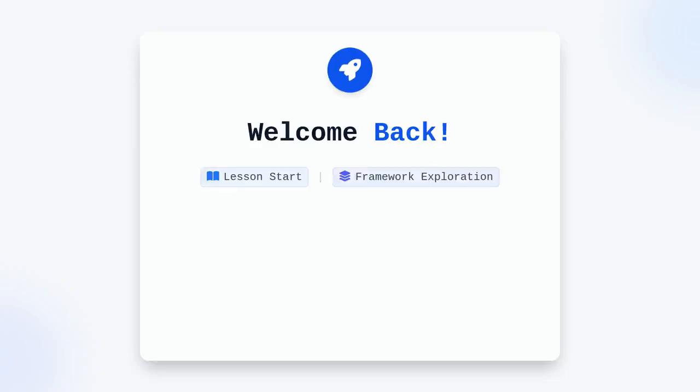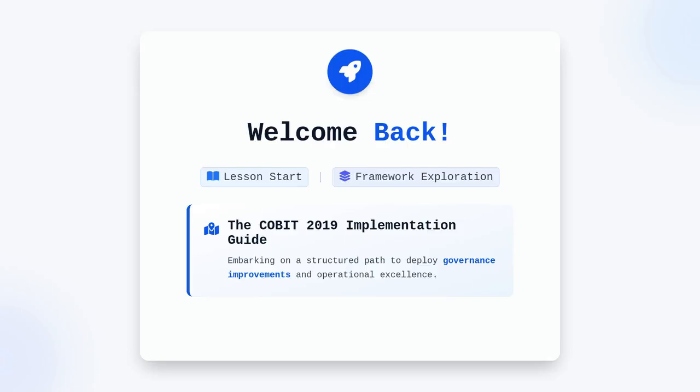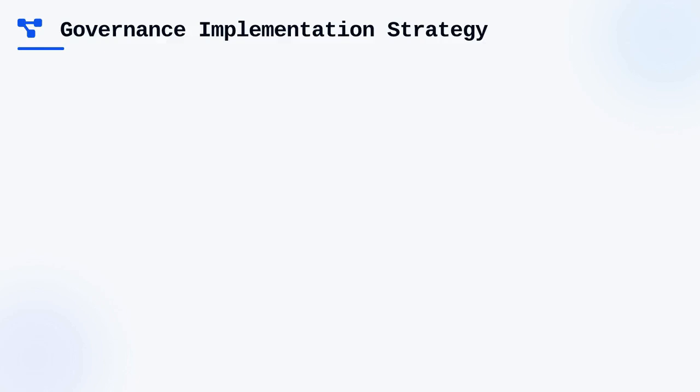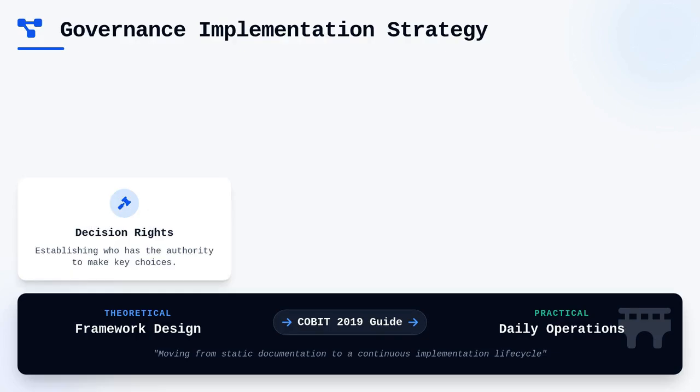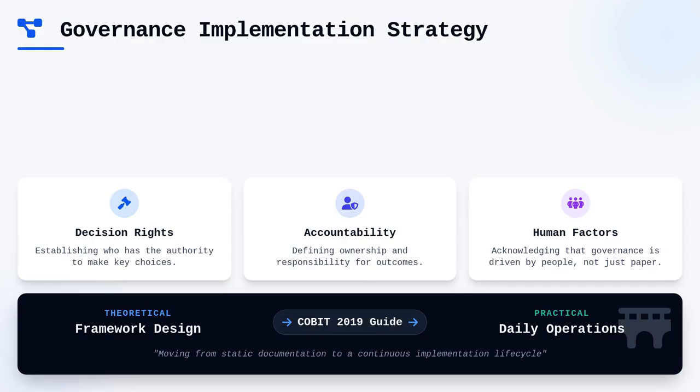Welcome back. In this lesson, we will begin our exploration of the COBIT 2019 Implementation Guide and the structured path it provides for deploying governance improvements. Governance is often misunderstood as a static documentation exercise, but effective implementation requires a shift in perspective toward continuous improvement. The COBIT 2019 Implementation Guide provides that much-needed bridge between theoretical framework design and the practical realities of organizational change. When we talk about governance, we are essentially talking about decision rights and accountability, which are inherently human factors.